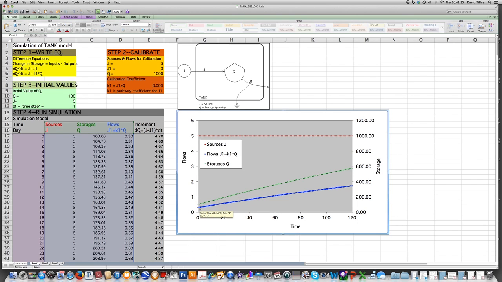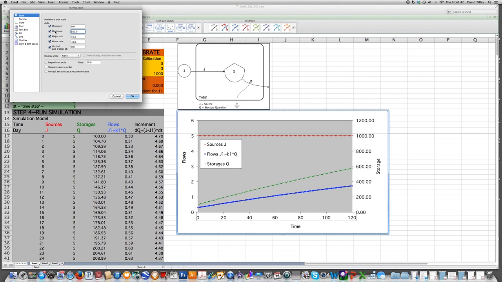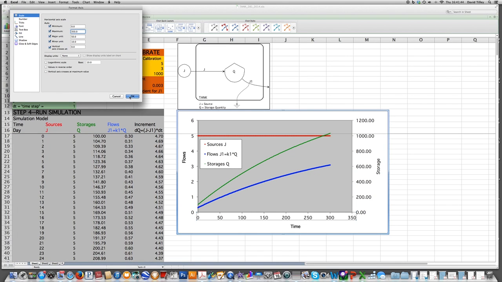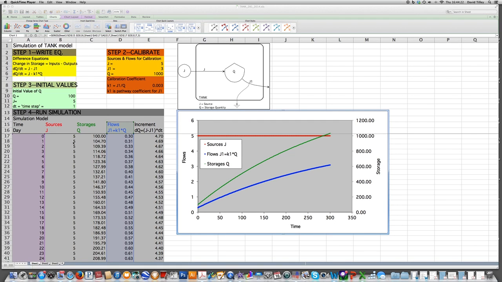So what we notice is that while the inflow is constant, the outflow is increasing. And it's increasing because Q is increasing. We're accumulating material in Q. Q is growing, therefore, it's increasing the outflow. So by time 120, it still is far from catching up with the inflow. But if we want to expand this graph out to its maximum, now we're ready to ask some what-if questions.